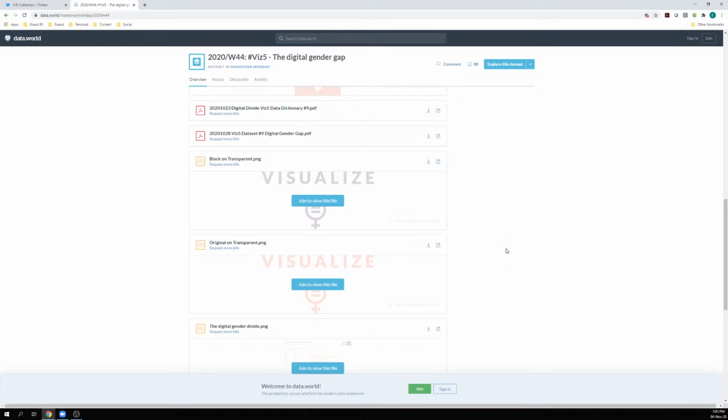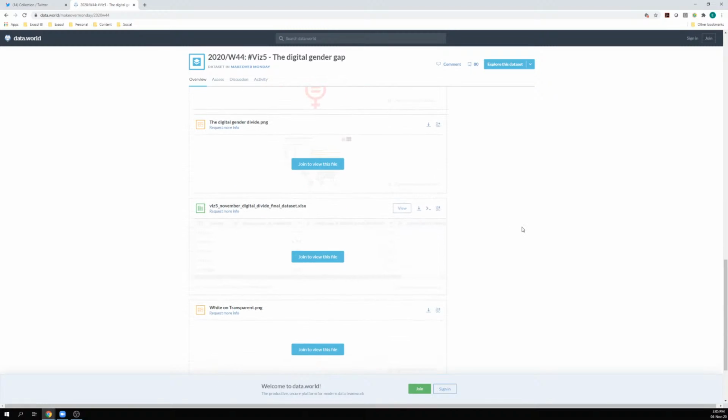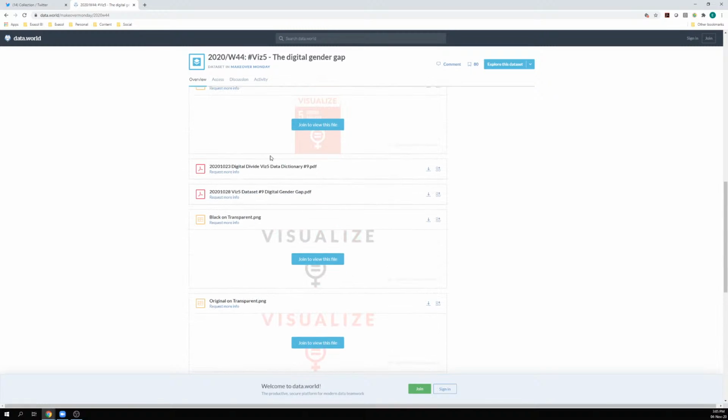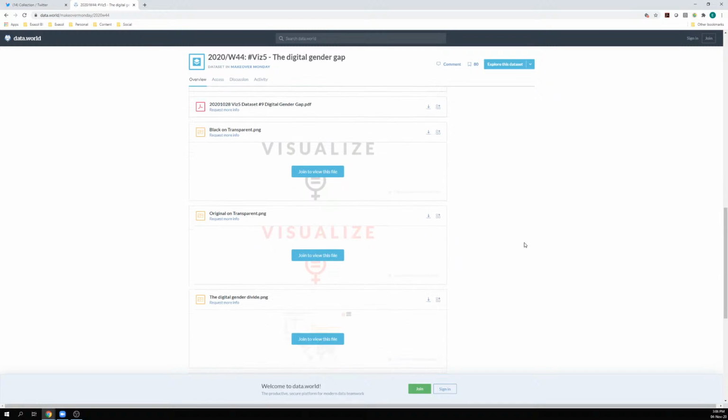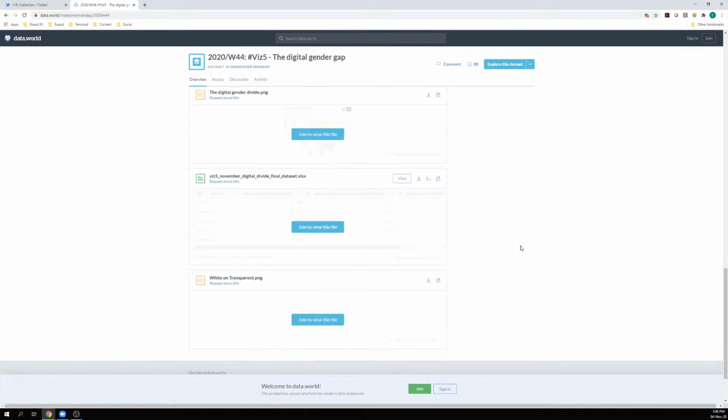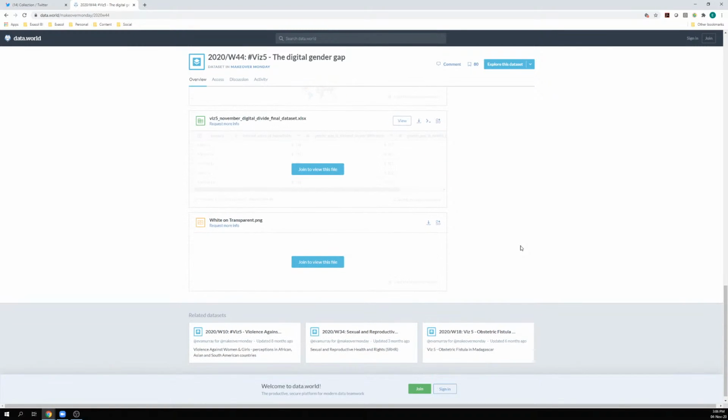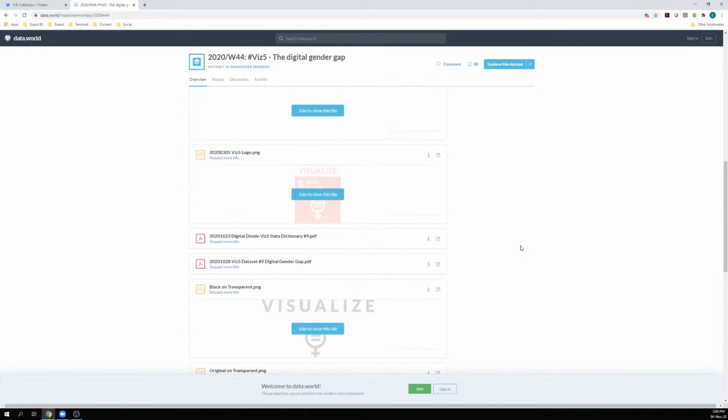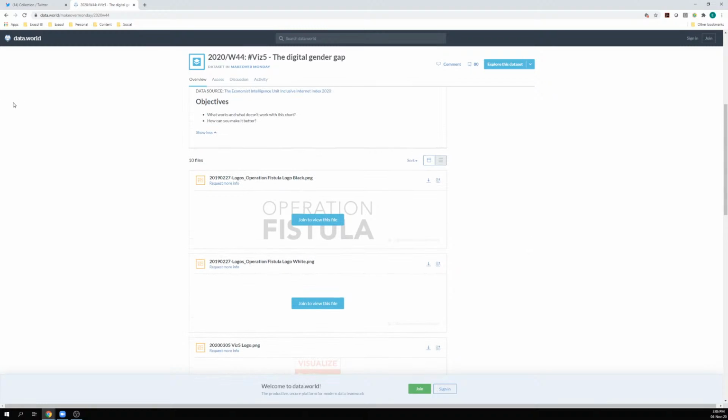Yeah, and I like that, especially for these kinds of data sets. When we know that the male view is the status quo, it's refreshing to sometimes see it the other way and to understand that. So, like Helen said, there are two PDF documents. Do check them out. I find the data dictionary is always super helpful if you're wondering what a field means. And they've also provided not just the dashboard and the data, but some logos for Operation Fistula and Visualize Gender Equality that you can include in your Vizes.